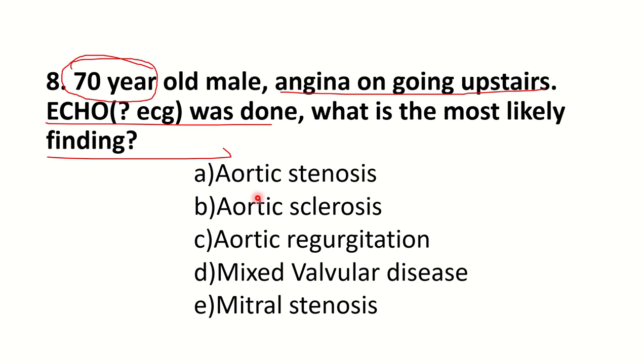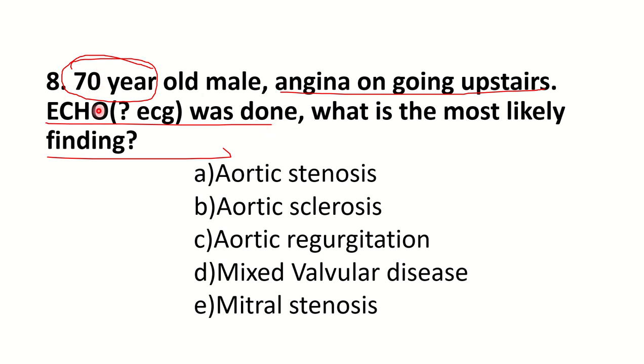Here the options are aortic stenosis, aortic sclerosis, aortic regurgitation, mixed valvular disease, mitral stenosis. If aortic stenosis develops in a 70 years old male, there is sudden loss of blood supply, so there will be frequent fainting attacks or unconsciousness. There is no such clinical feature. Then aortic regurgitation usually does not give this type of symptom, and other options such as mixed valvular disease and mitral stenosis are not related to this.